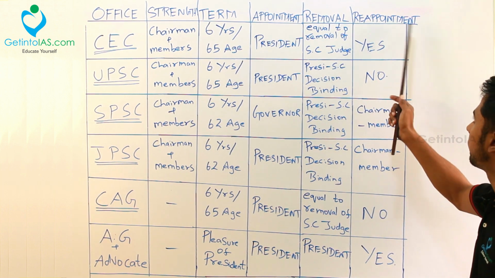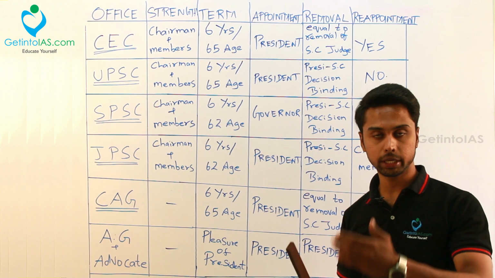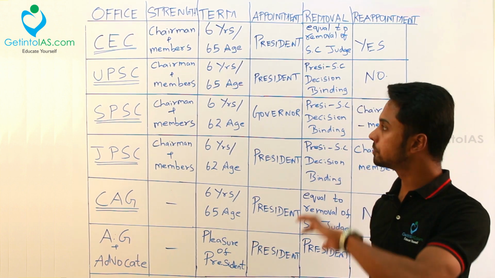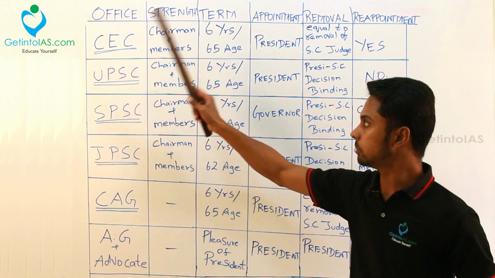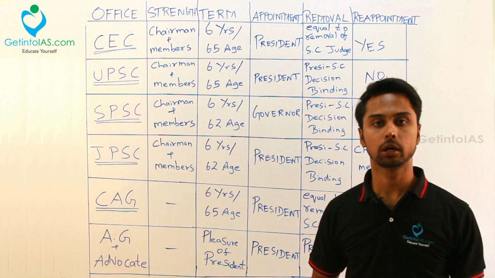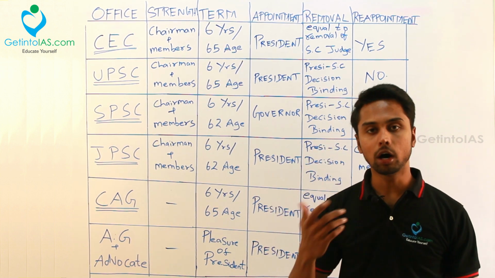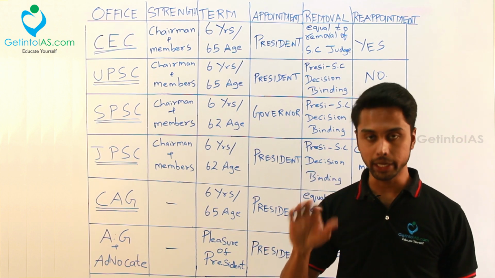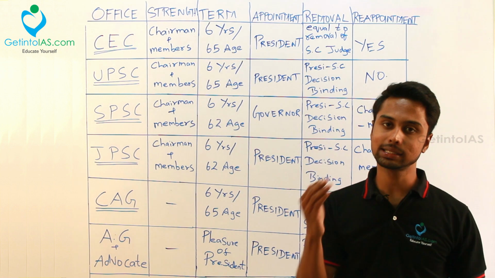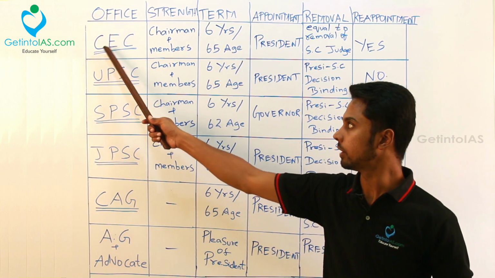Next we are going to the reappointment. What do you mean by reappointment? Whether they can be reappointed, whether they can be again appointed to the same office. That is the definition of reappointment. Now we'll see with respect to the Chief Election Commissioner. Can they be reappointed? Yes, they can be reappointed. If a member X is appointed as the Chief Election Commissioner or the respective election commissioners, then he can be reappointed. Again, he can be appointed as the same Chief Election Commissioner. So that is with the Chief Election Commissioner.